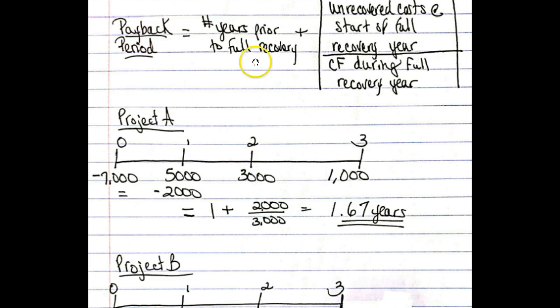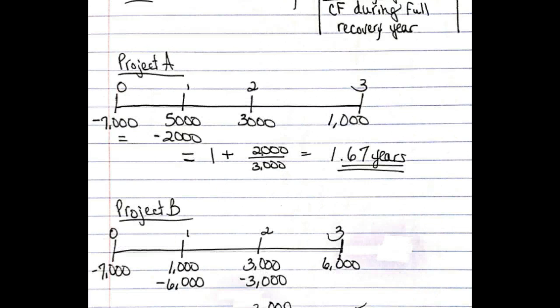So the number of years prior to full recovery, in this case is 1, we already kind of saw that pretty quickly, plus the absolute value of the unrecovered cost at the start of the full recovery year, it was negative $2,000. That's why we say absolute value, because a negative number isn't going to do anything for us, essentially, divided by the cash flow during the full recovery year, and that's $3,000. Put that together, and 1.67 is your answer, and the payback period is measured in years. Okay, so that's our payback for Project A.